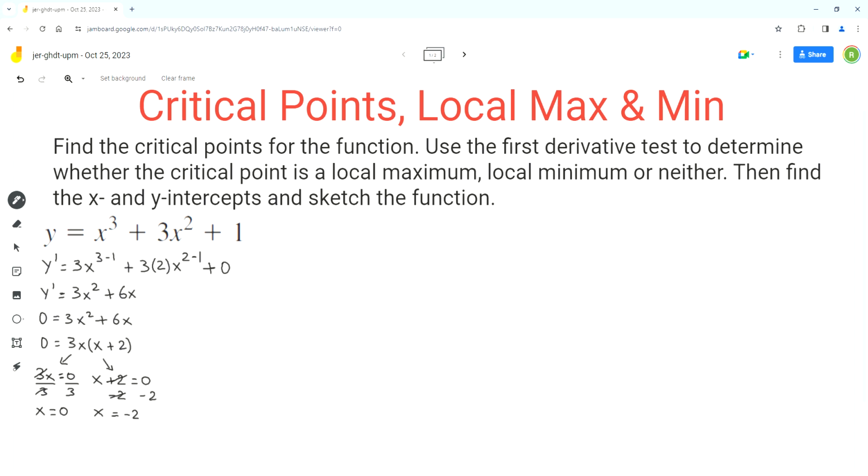Now we can find the y coordinates for the critical points by subbing in these x values one by one in the given function. For x equals 0, we get y equals 0 cubed plus 3 times 0 squared plus 1. Now we can simplify this. 0 cubed is 0, 3 times 0 squared is 0. So we are left with just y equals 1. So the first critical point is (0, 1).